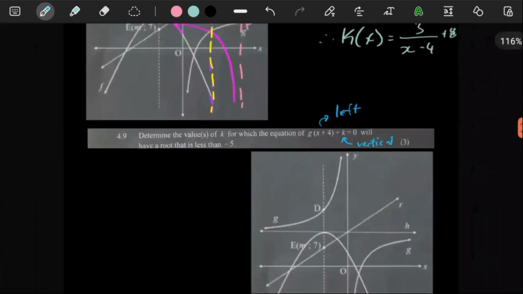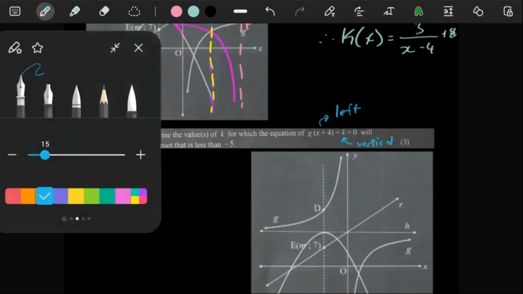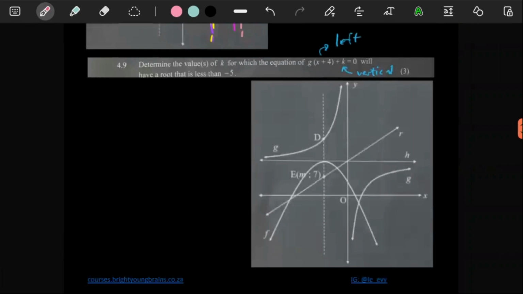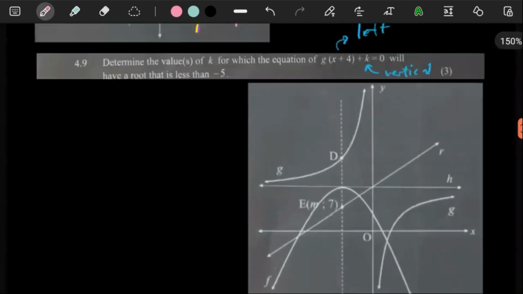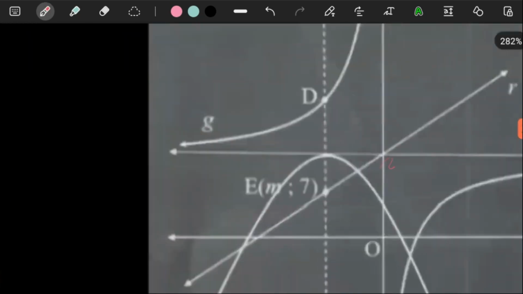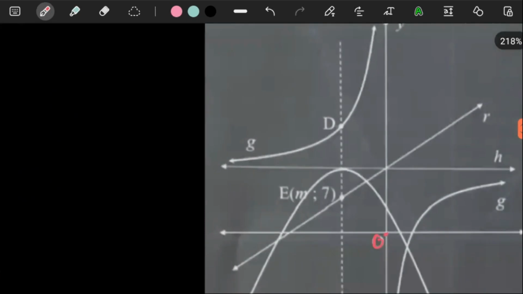So what you want to do is visualize this kind of equation, in terms of figuring out what they're asking and how you're going to work it out. If this graph moves 4 units to the left, then instead of your asymptote being here at 0, it's going to be somewhere at negative 4, somewhere here. This is where your asymptote is going to be, right?